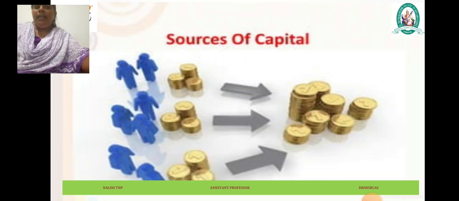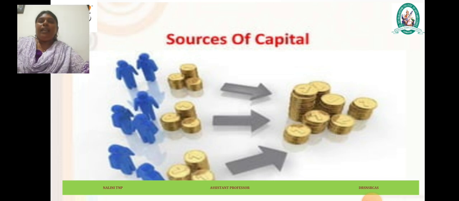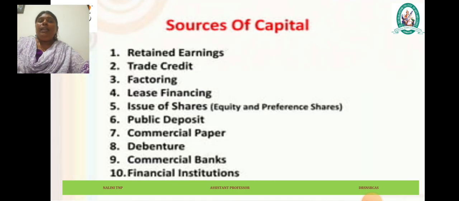This is an example of where we get our source of capital. We have n number of things where we can get the source of capital. Let's see one by one. Next, the sources of capital: retained earnings, trade credit, factoring, lease financing, issue of shares, public deposits, commercial paper, debenture, commercial banks and financial institutions. These are the places where we get the source of capital.